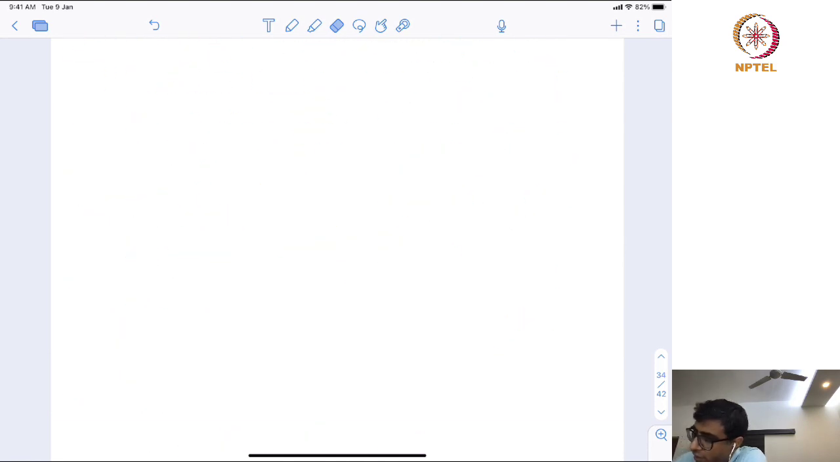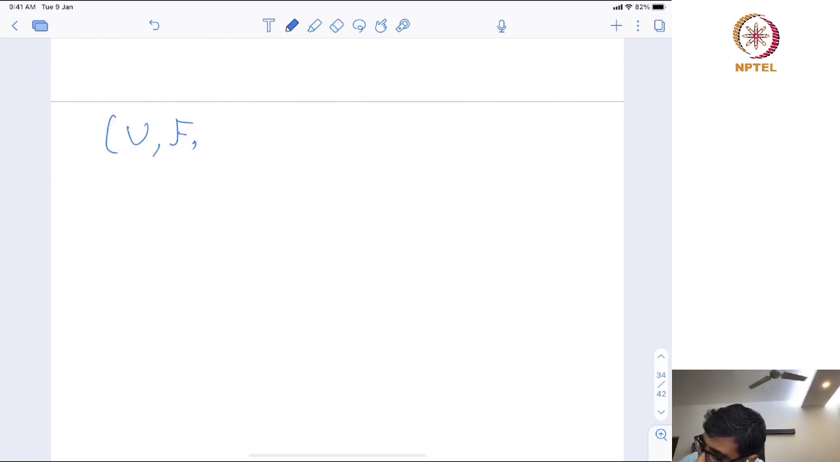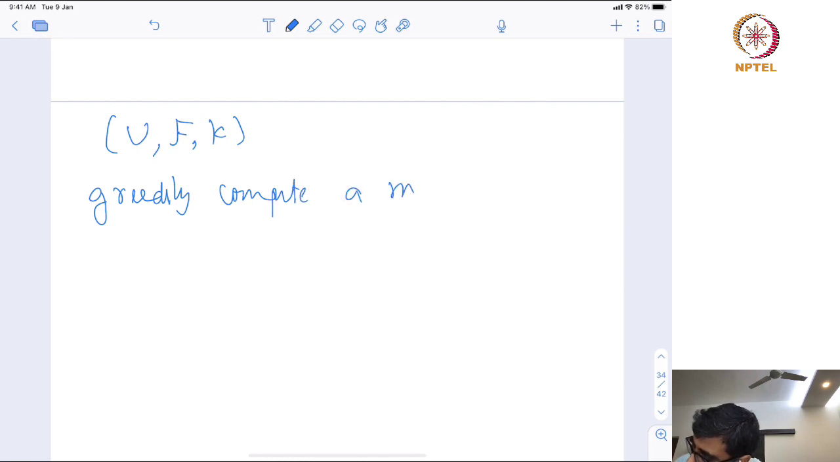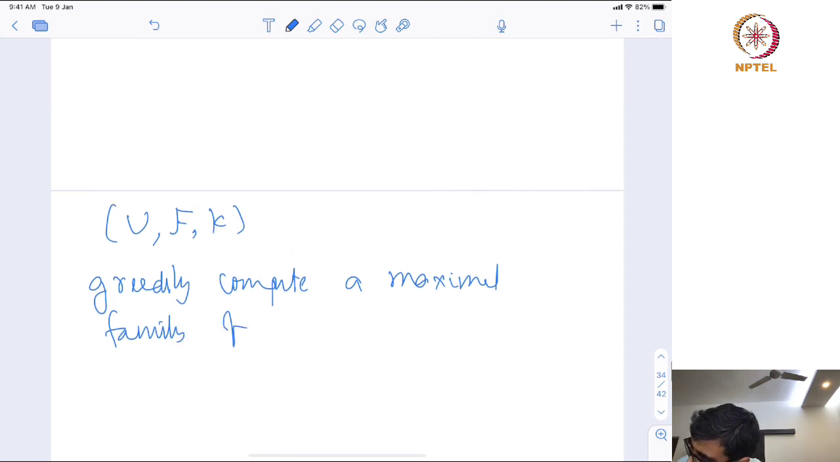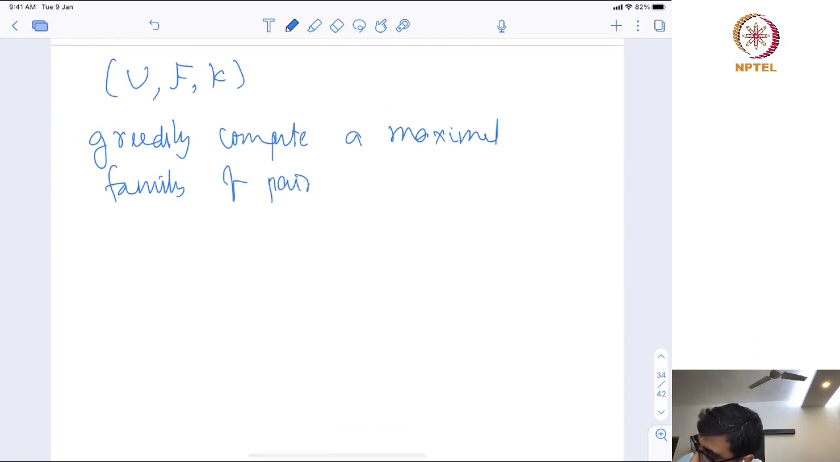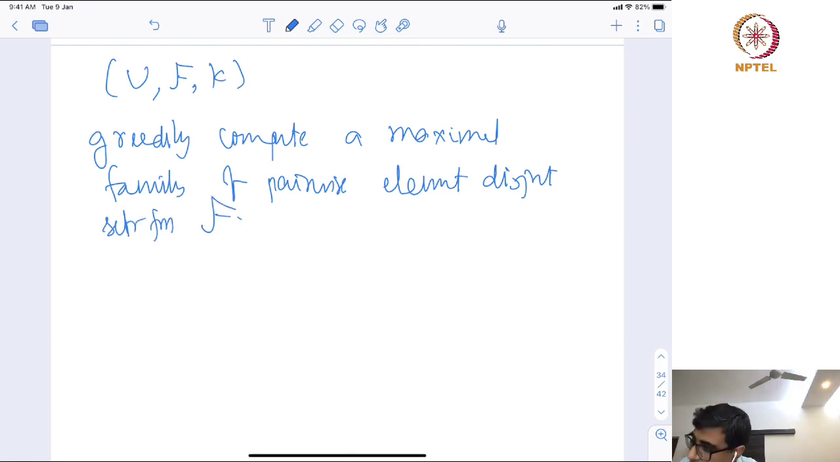Okay. So, to do the analysis, I am going to do the following. I have U, comma F, comma k. Greedily compute a maximal family of pairwise element disjoint sets from F. So, suppose this is S1, S2, dot dot dot, SL.